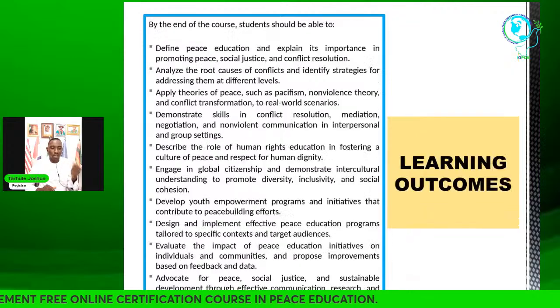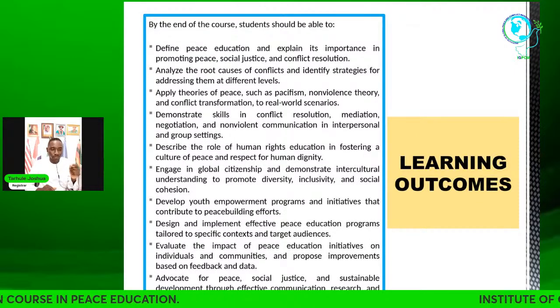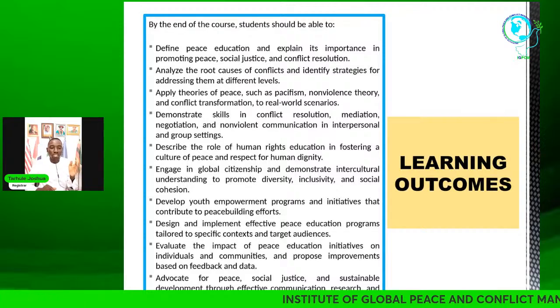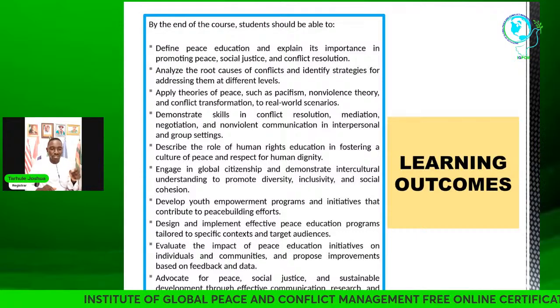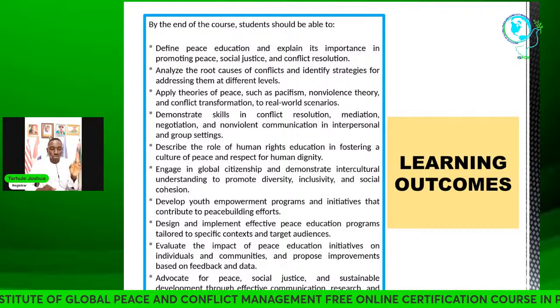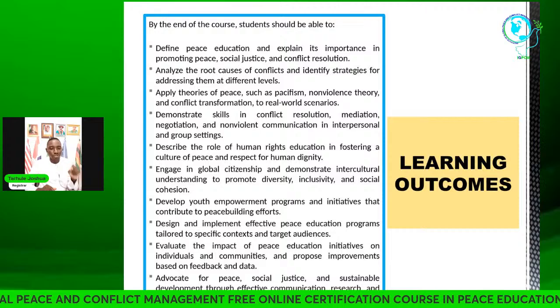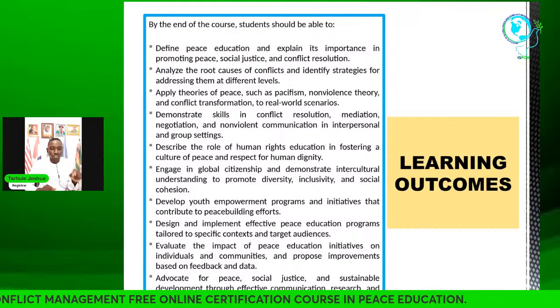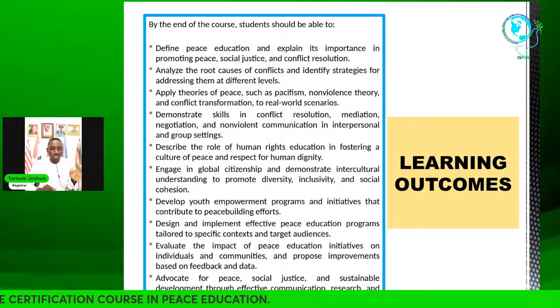Let's look at the learning outcomes. What do we expect you to demonstrate at the end of this training? At the end of this training, we expect you to be able to define peace education and explain its importance in promoting peace, social justice, and conflict resolution. Analyze the root causes of conflict and identify strategies for addressing them at different levels.